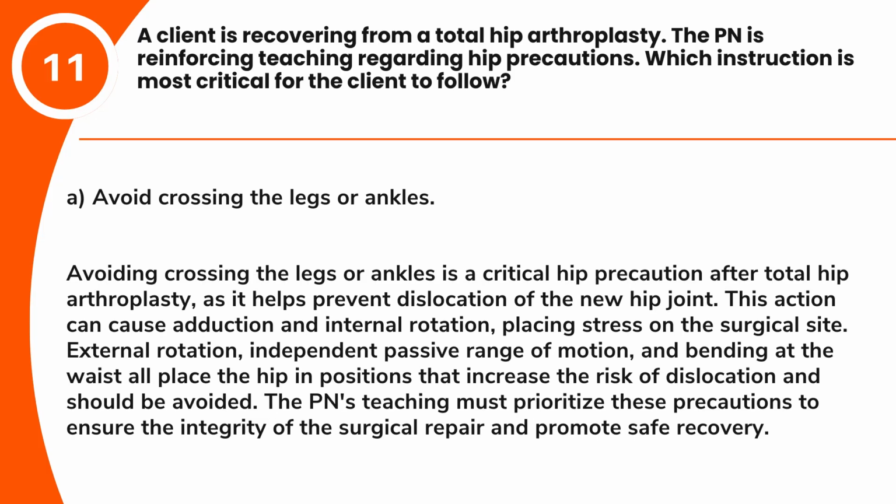Answer A. Avoid crossing the legs or ankles. Avoiding crossing the legs or ankles is a critical hip precaution after total hip arthroplasty, as it helps prevent dislocation of the new hip joint. This action can cause adduction and internal rotation, placing stress on the surgical site. External rotation, independent passive range of motion, and bending at the waist all place the hip in positions that increase the risk of dislocation and should be avoided. The PN's teaching must prioritize these precautions to ensure the integrity of the surgical repair and promote safe recovery.